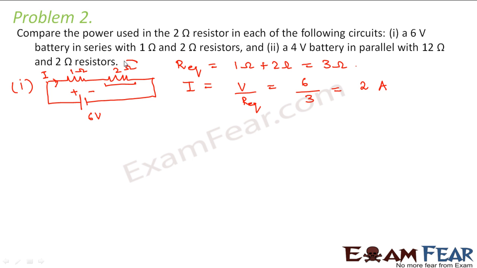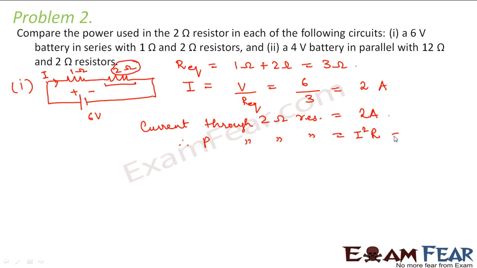Now concentrate on the 2 ohm resistor, because we have to calculate the power used in this 2 ohm resistor. What is the current flowing through the 2 ohm resistor? 2 amperes. Therefore, power across the 2 ohm resistor will be equal to I square R. I is 2 amperes, R is again 2 ohms. So this is equal to 8 watts. That means 8 watts of power is used in the 2 ohm resistor.